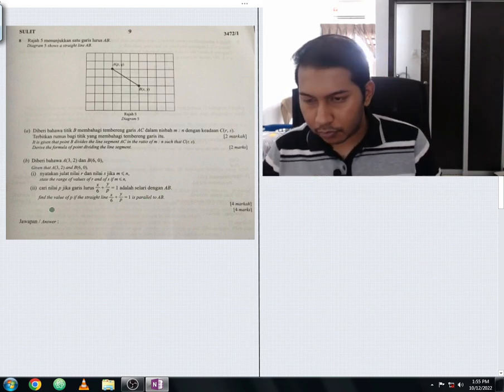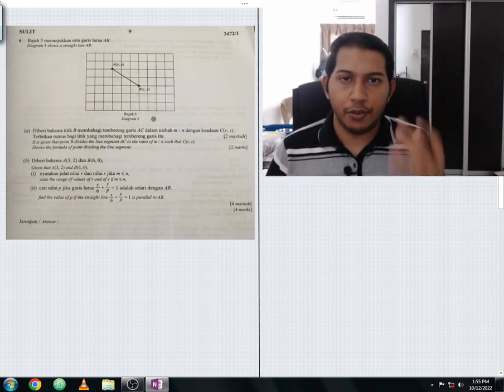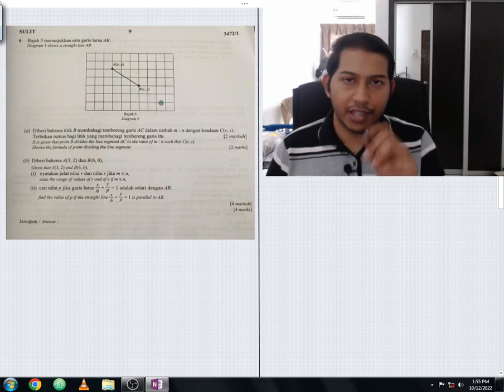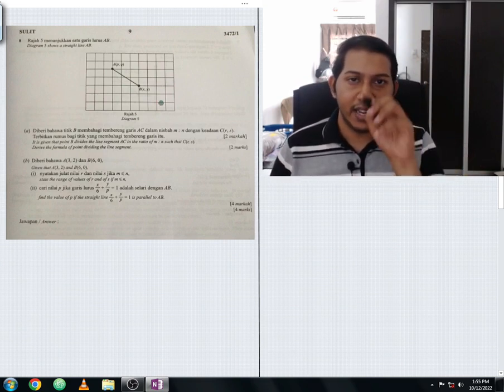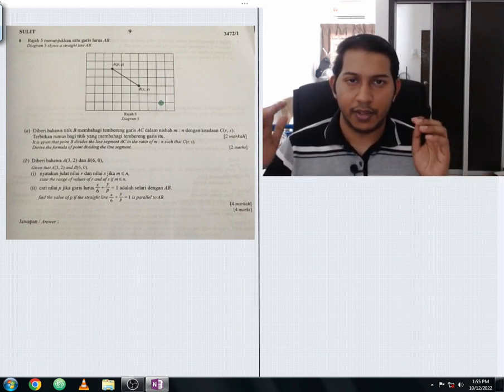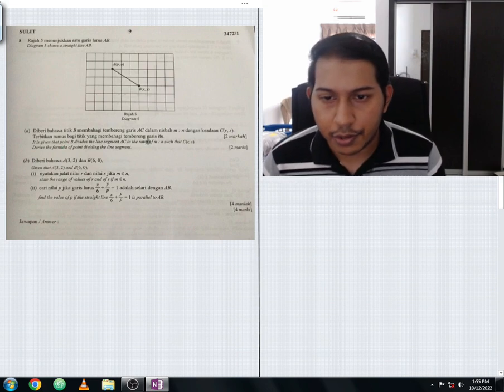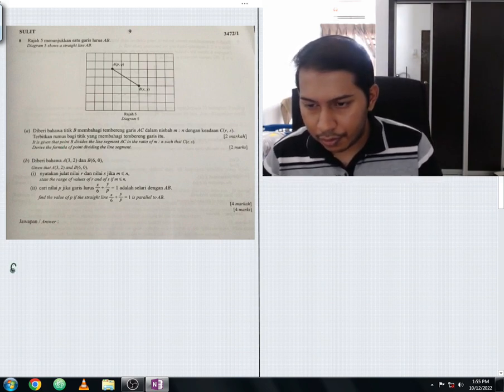So for question 8 part A, to make you understand better, I'm going to do a sketch between point A and point C, and then I'm going to put point B in between A and C, and of course it is separated by a specific ratio, in this case ratio m:n. So let us begin to do the sketch.